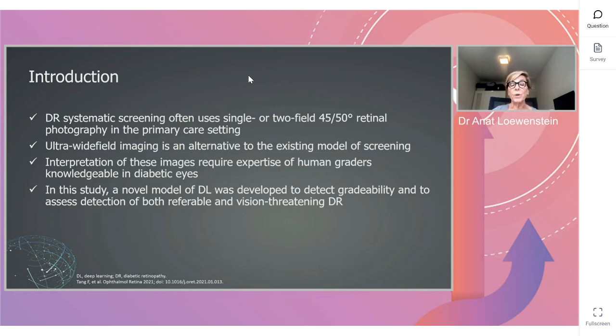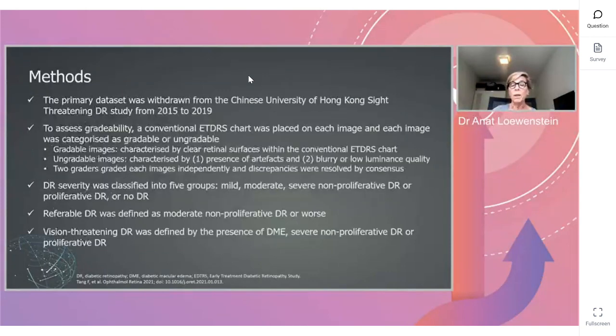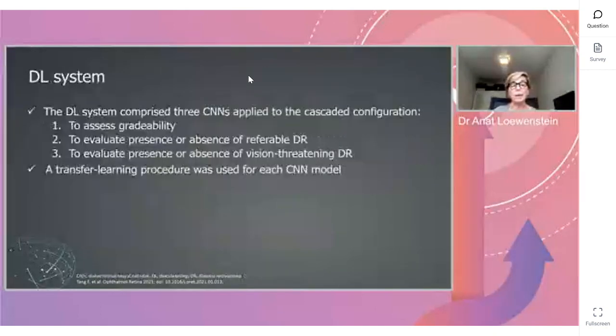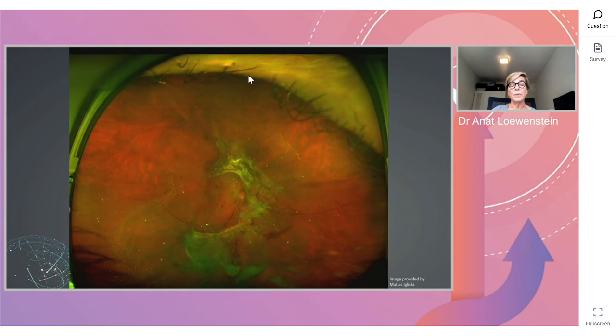So in our study, a novel model of deep learning was developed to detect the gradability and to assess the detection of both referable and vision-threatening diabetic retinopathy. The referable was anything that was more than moderate, and vision-threatening, any presence of diabetic macular edema, severe NPDR, or of course PDR. And we tried to assess the gradability to evaluate the presence or absence of referable diabetic retinopathy and vision-threatening diabetic retinopathy, and all of this used deep learning models.